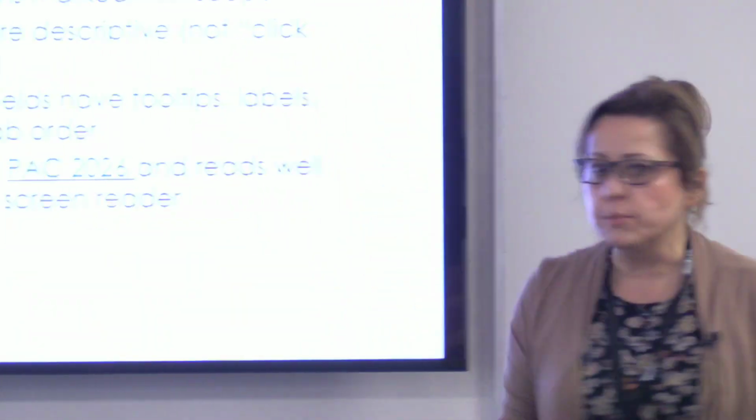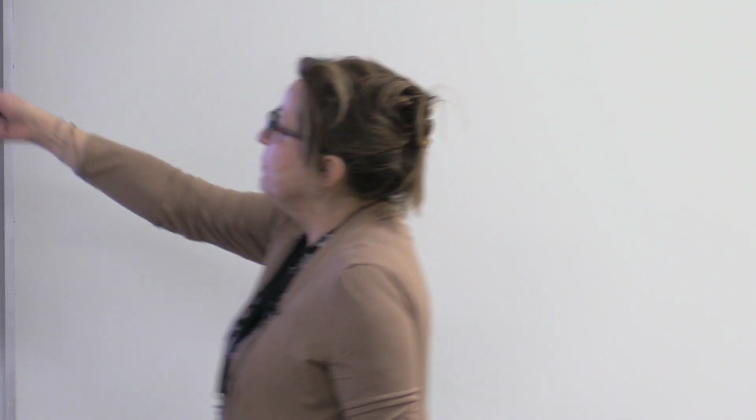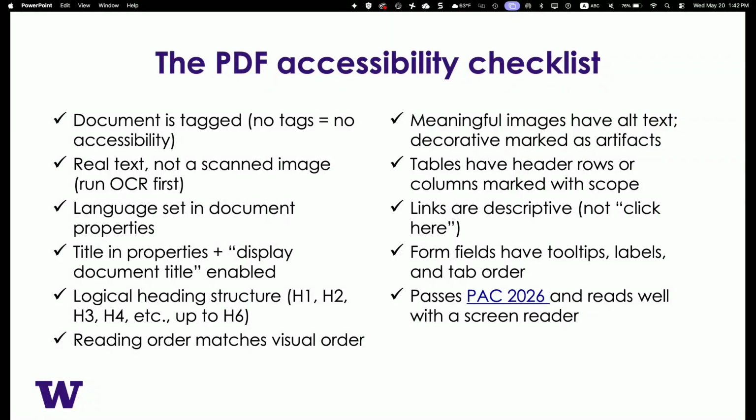Logical reading structure: there should be H1 followed by H2, H3, and so forth. And it should not go past H6; H7, H8 do not exist on the web. I know they are in all the APA manuals and some other format manuals, but it should never go beyond H6. If we need to go beyond that, we need to write a little better, I think. Make sure that the reading order matches the visual order, which we alluded to earlier. Meaningful images need alt text.